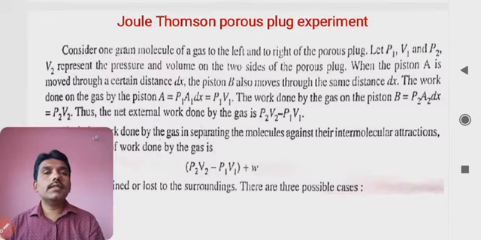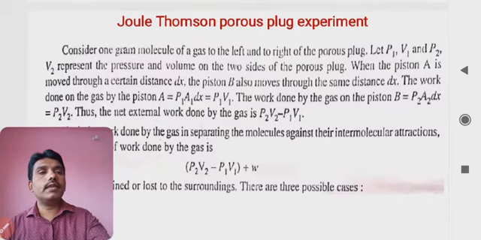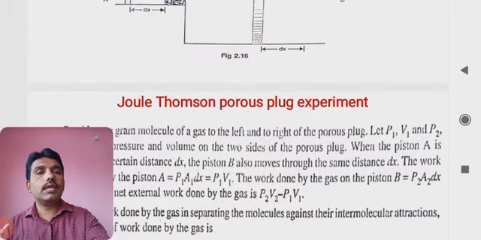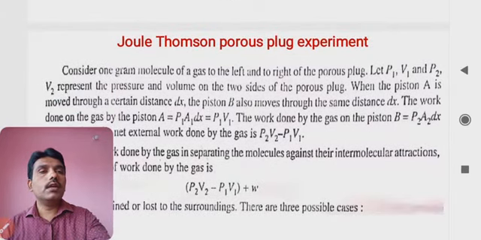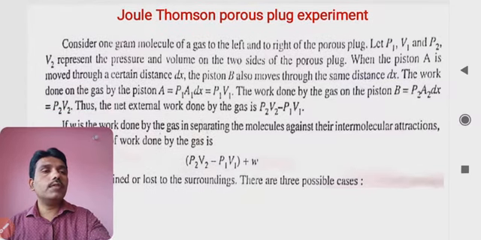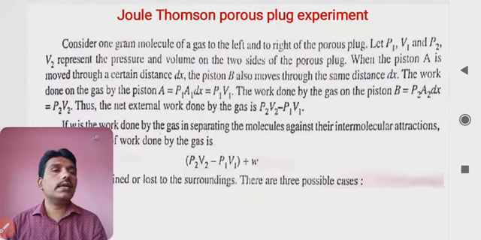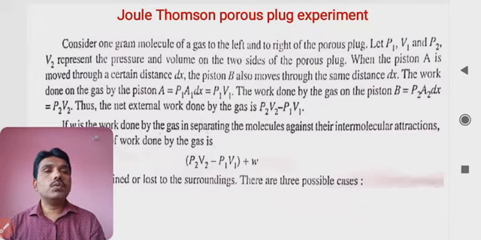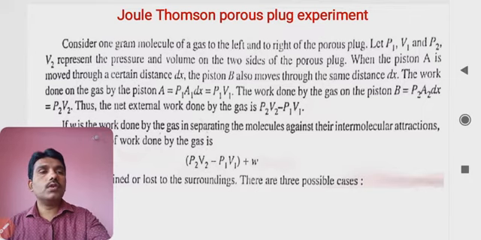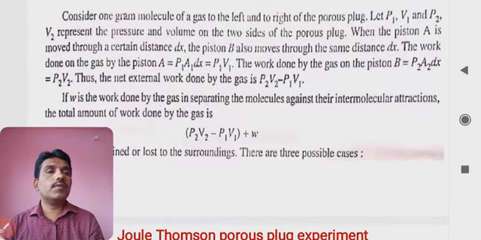Now the same 1 gram molecule of the gas is taken at the left hand side. ह्याच्या पिस्टन मध्ये 1 ग्रॅम एवढा गॅस मॉलिक्यूल आपण घेतला. लेफ्ट साईडला हाय प्रेशर आहे, लेफ्ट साईडला P1 एवढं प्रेशर आहे, V1 एवढं व्हॉल्यूम आहे. P2 and V2 represent the pressure and the volume of the other side, at the porous plug right side. And when the piston A is moved through a certain distance dx, I already told you the same amount of dx will be moved towards the right.